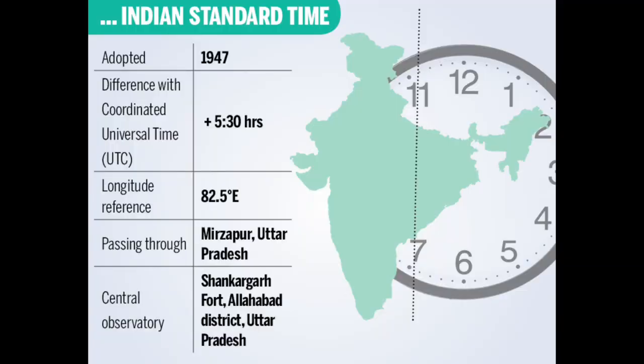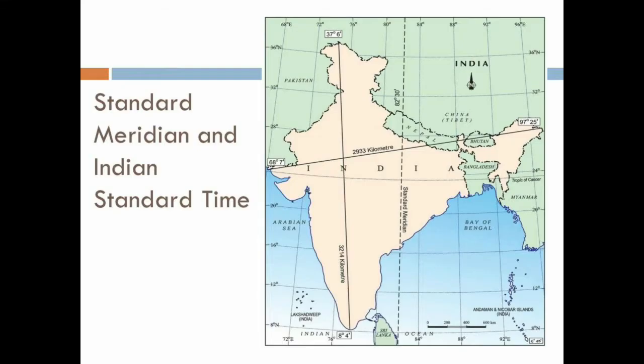Standard time. The local times of places which are on different meridians are bound to differ. For example, in India, there is a difference of about 1 hour and 45 minutes in local time between Dwaraka in Gujarat and Dibrugarh in Assam.